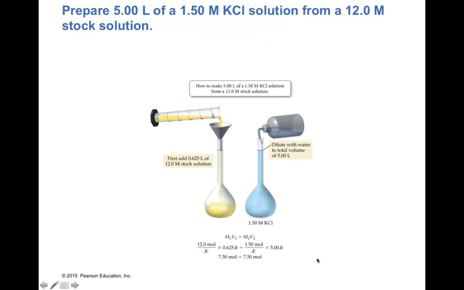In other words, here we have the volumetric flask, this one is for 5 liters. We're going to add 0.625 liters, that is 625 milliliters, of the 12.0 molarity stock solution. Then we add enough water to reach the mark, for a total volume of 5.00 liters. And this is the diluted solution prepared from the stock solution, the yellow one that had a concentration of 12.0 molarity.